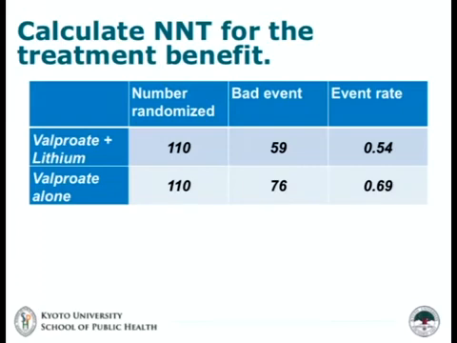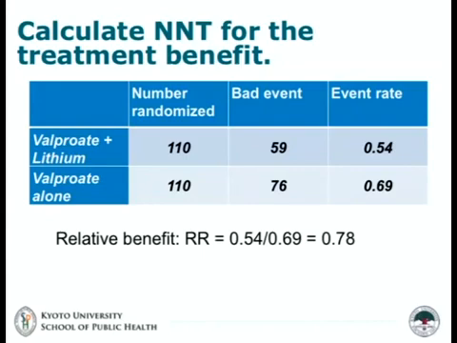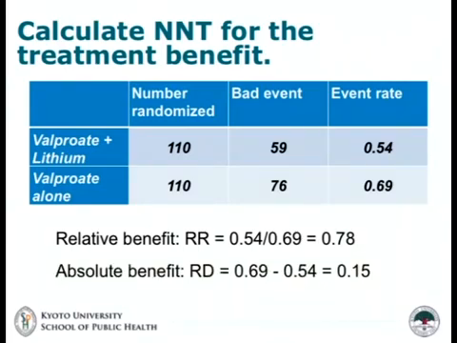There are 2 ways to express this difference. The relative benefit of the combination therapy over valproate monotherapy may be expressed by dividing the former event rate by the latter event rate. This is the relative risk, RR. The absolute benefit of the combination may be expressed by subtracting the former from the latter. This is the risk difference, RD.